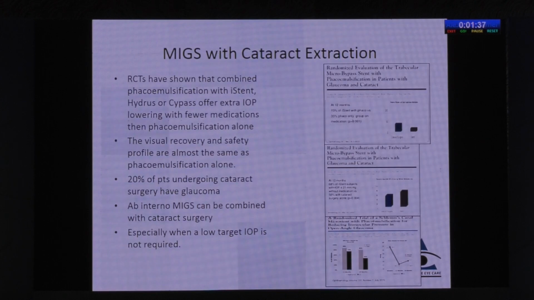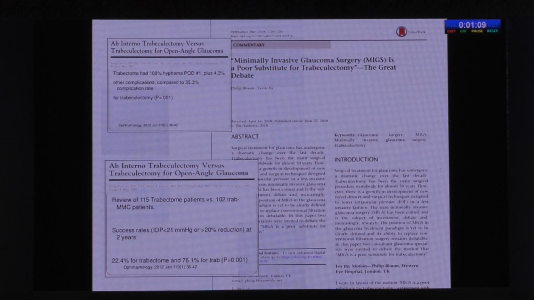Again, there are a couple of RCTs which have shown that in patients who have mild to moderate glaucoma and are undergoing phacoemulsification, combining an iStent or a Hydrus or a CyPass shunt gives an additional advantage of intraocular pressure lowering so that the patient can be taken off glaucoma medication. The visual recovery and the safety profile remain almost on par with phacoemulsification alone. So this is a good option, especially when you do not require a very low target intraocular pressure.